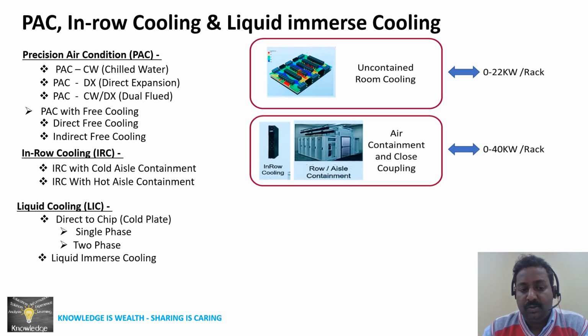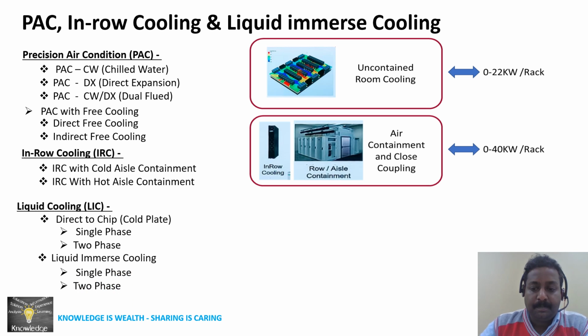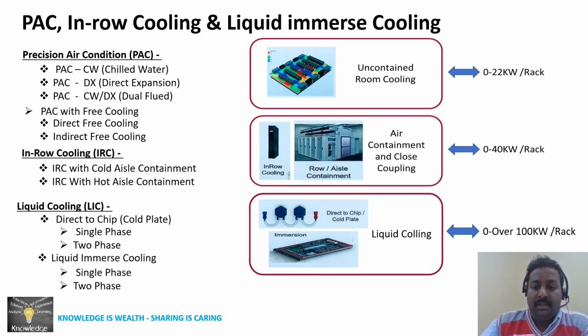In this also there are two methods: single phase and two phase liquid immersion cooling. With this new technology, liquid immersion cooling, we can load over 100 kilowatt per rack. So all these three main HVAC systems, PAC, IRC, and liquid immersion cooling setup, we are going to discuss in detail.